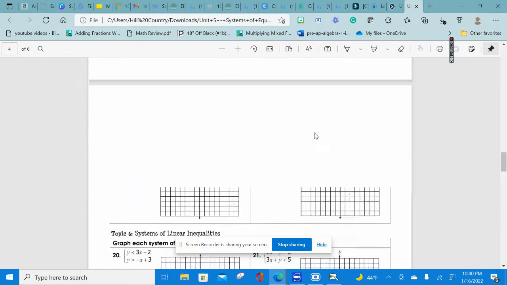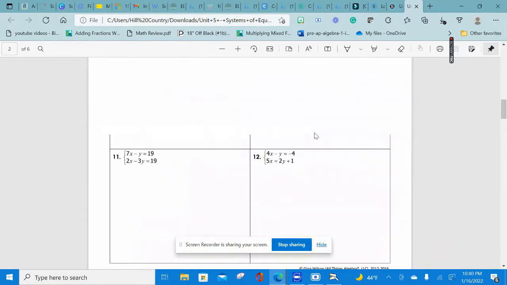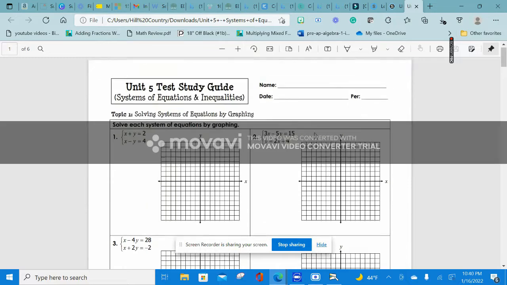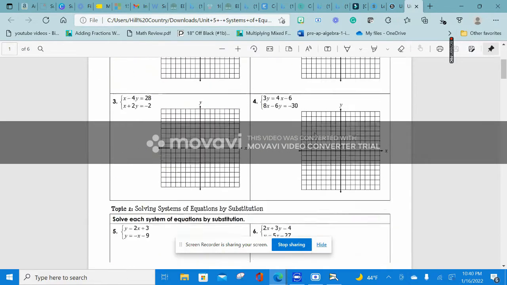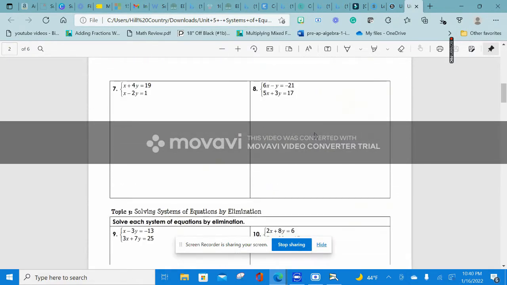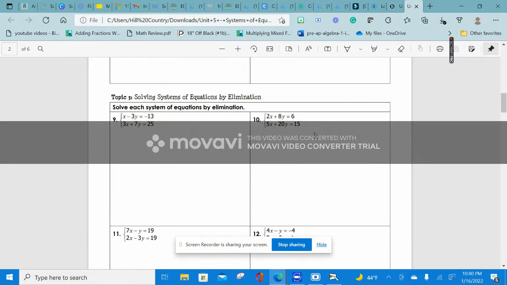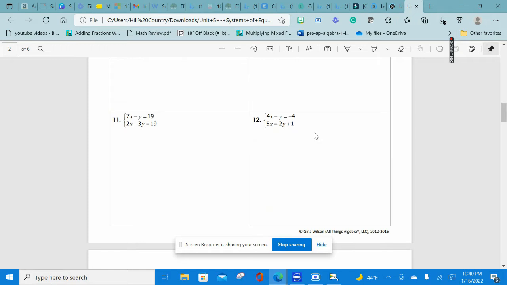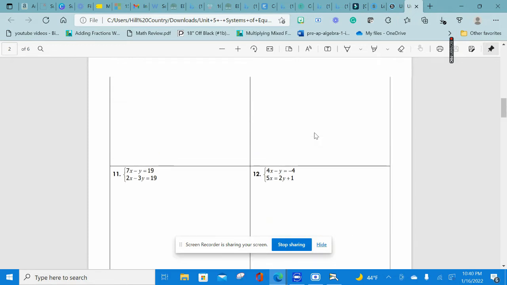Oh, this is the review. Whew, I was about to say, what? My numbers are completely different. I gotta go up here to the study guide, I apologize. So yeah, that was number 2, 4, I've done 6, 8. I figured there was two of each type of method. I think I did 10. Yep, that was 12 for elimination.